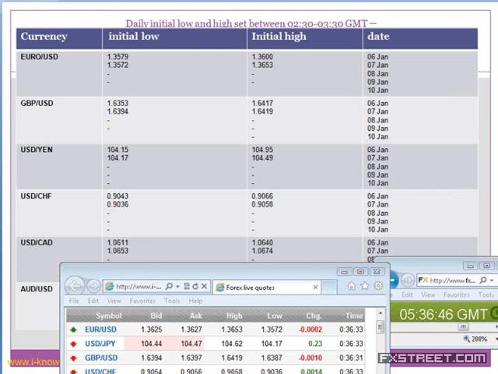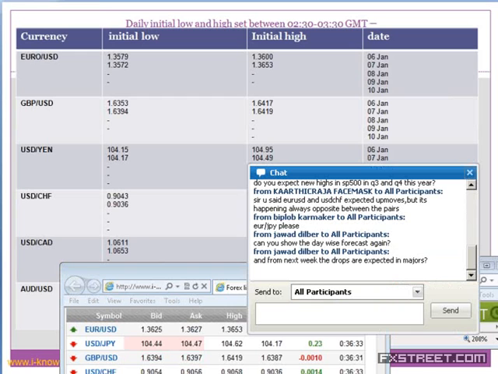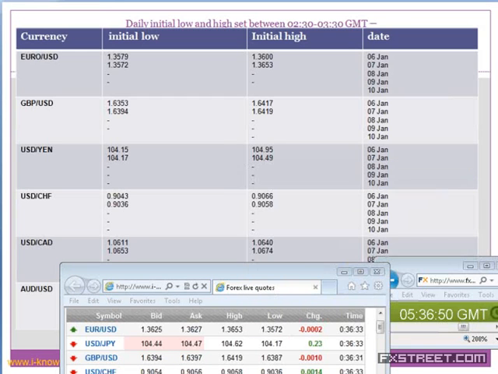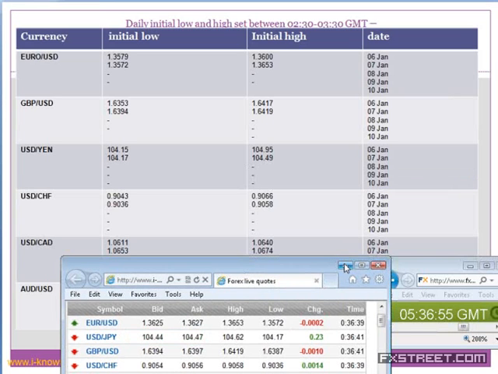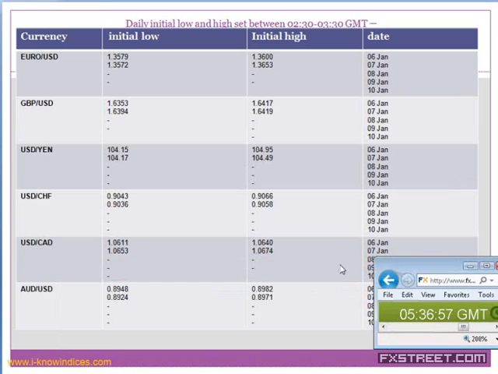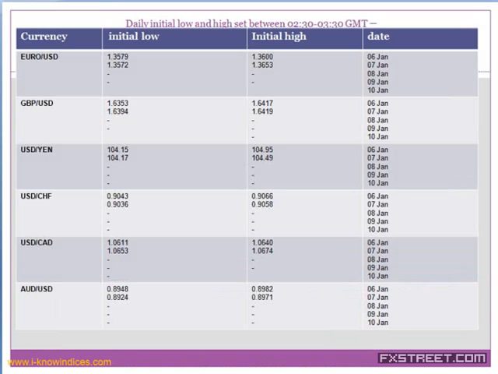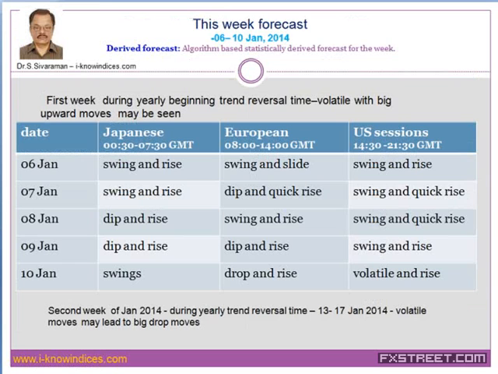Thank you, Jawed. And from next week, the drops are expected. Yes, Euro and GBP are expected to make the drop from next week, for a short duration, as I explained, that the gains take a longer duration when compared to the drops. This is the expected market move.